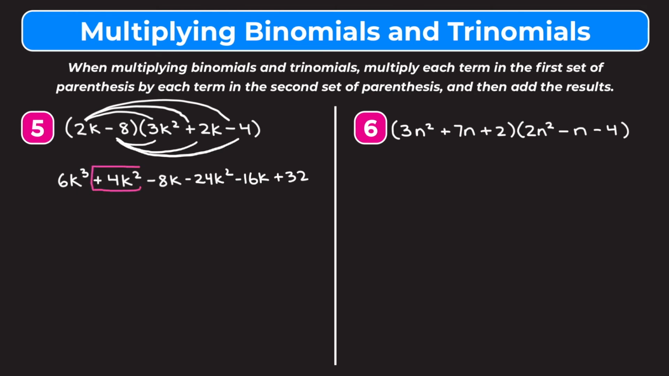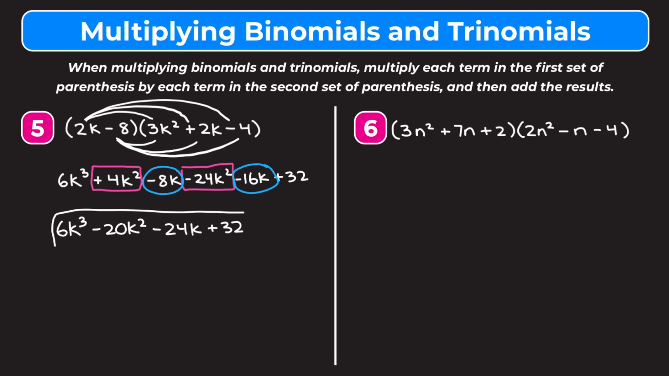So we have a 4k squared that we can put with our negative 24k squared. And we have a negative 8k that can be combined with a negative 16k. So we have 6k cubed. Positive 4k squared minus 24k squared is going to be negative 20k squared. Negative 8k and a negative 16k is going to be a negative 24k. And then we have this plus 32. So we get 6k cubed minus 20k squared minus 24k plus 32.